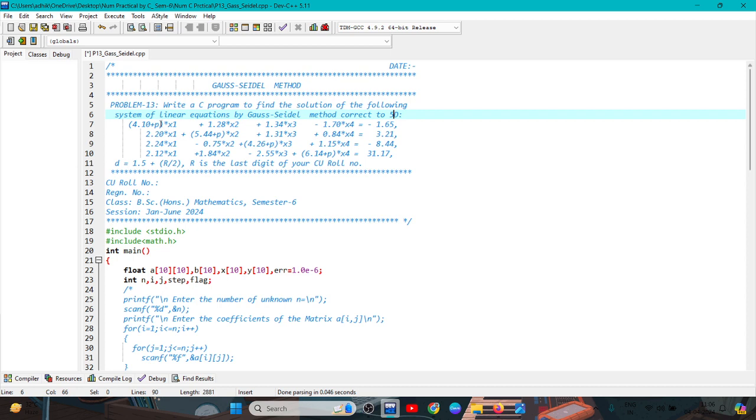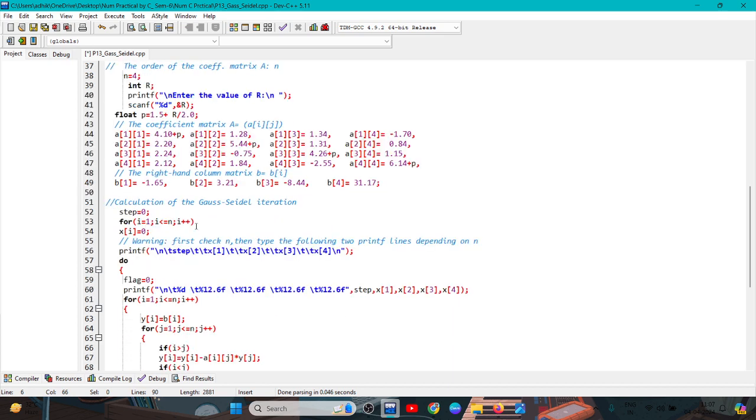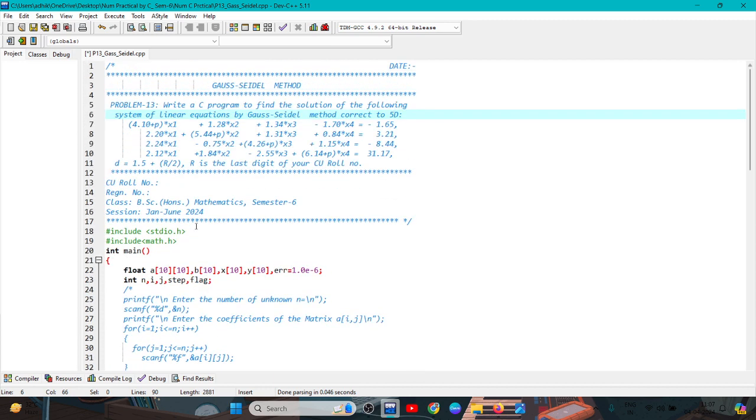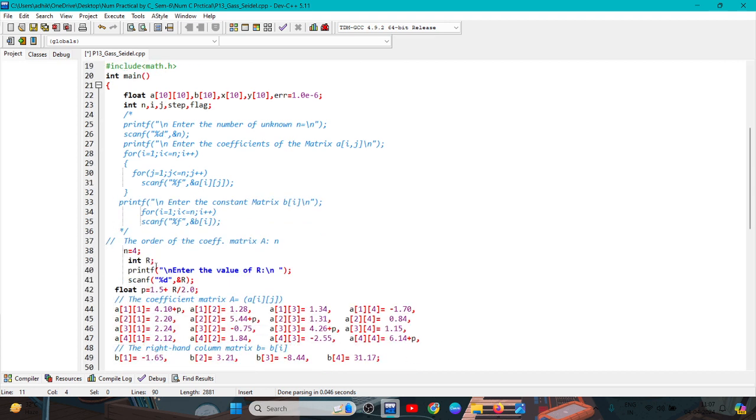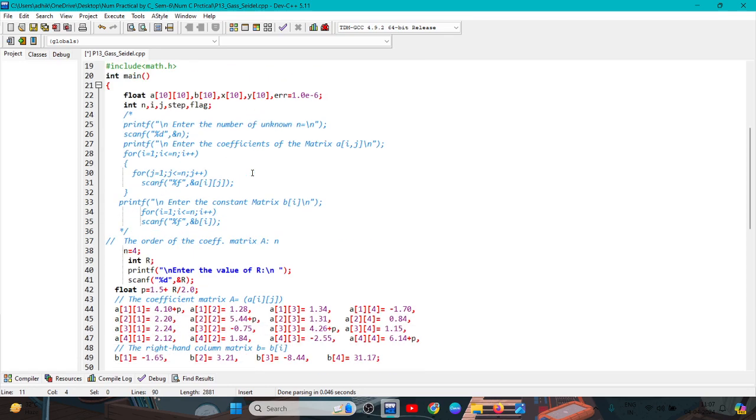Actually, this is the P, not D or E. Right here, this is the P, and the program uses the P. 1.5 plus this, 4.10 plus P and so on, x1 plus 1. This P equals 1.5 plus R by 2. And this is the programming.